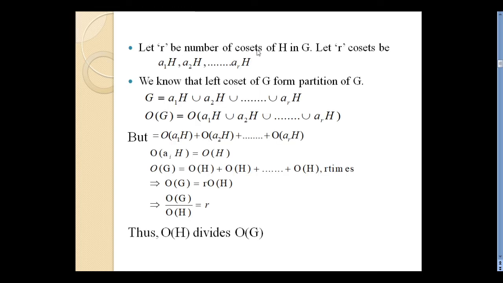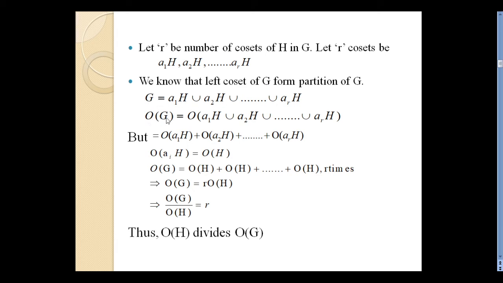Let r be the number of cosets of H in G. We take r cosets of H in G: a1H, a2H up to arH. These are the cosets of H, r number of cosets of H in G. We know that the left cosets of H form a partition of G. We can write it as G is equal to a1H union a2H union up to arH. All the cosets, when you take the union, you will get the group G.